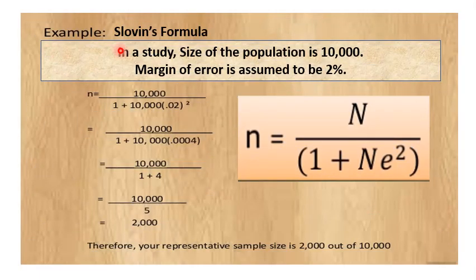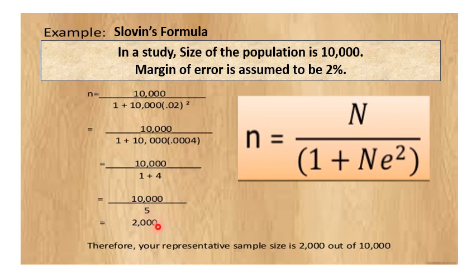An example of sample size calculation using Slovin's formula. In a study, the size of the population is 10,000. Here the population size is known and finite. The margin of error is assumed to be 2%. Sample size calculation formula: n = N / (1 + N e²). Here the population size capital N is 10,000. So 10,000 divided by 1 plus 10,000 into the margin of error 2%, that is 0.02 squared. 10,000 divided by 1 plus 10,000 into 0.0004. 10,000 divided by 1 plus 4, 10,000 divided by 5.